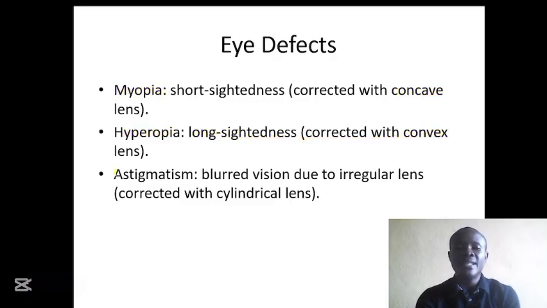Next we have astigmatism. Astigmatism is caused by irregular curvature of the lens. In this case, some part of the lens is curved while some part is slightly flat. It is corrected by using what we call a cylindrical lens.